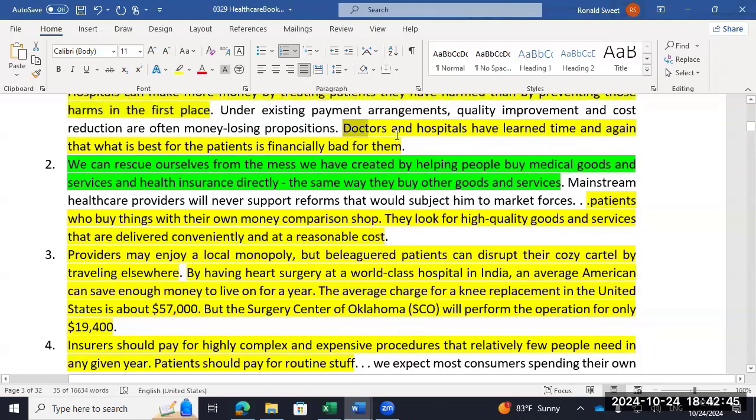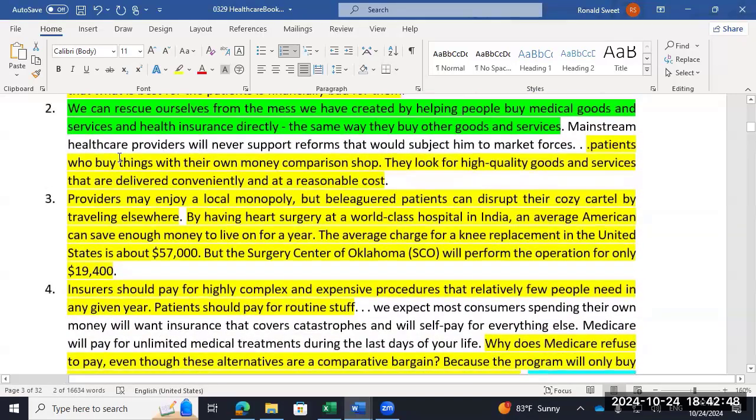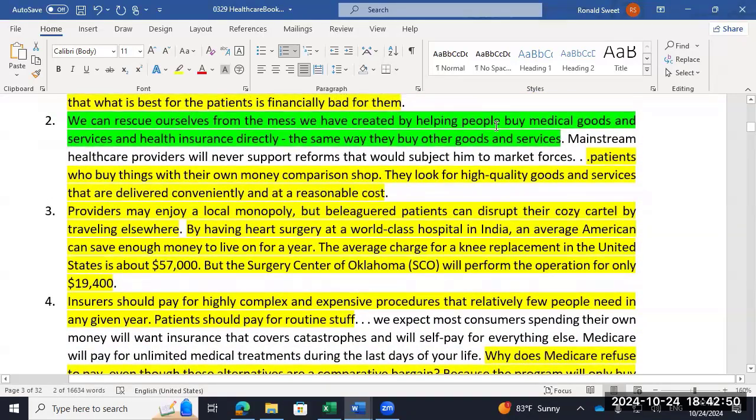That's another great quote. We can rescue ourselves from the mess we have created by helping people buy medical goods and services and health insurance directly. That's what he's talking about. Get rid of insurance. Patients who buy things with their own money, comparison shop, they look for high quality goods and services that are delivered conveniently.